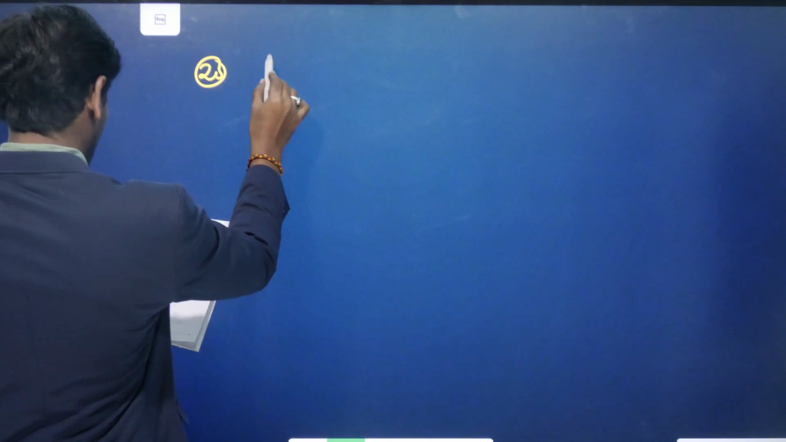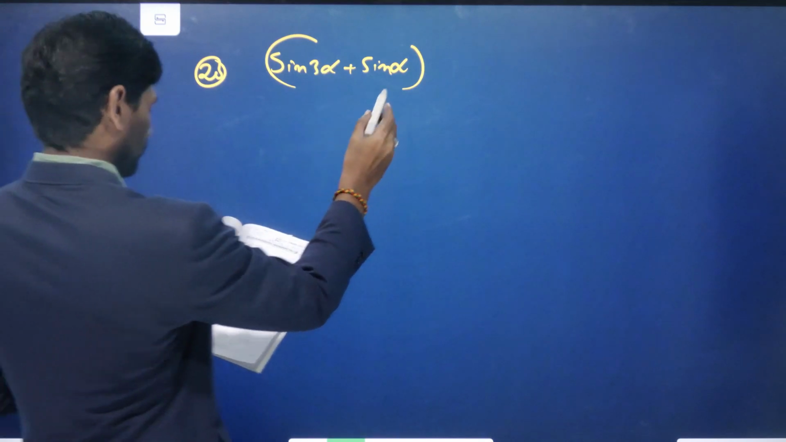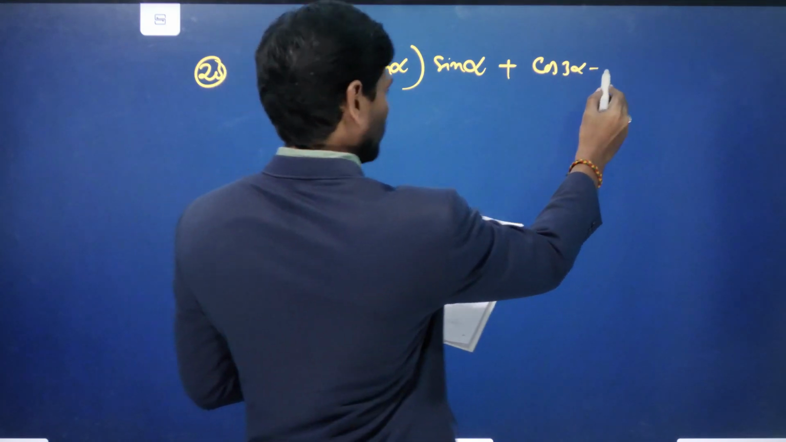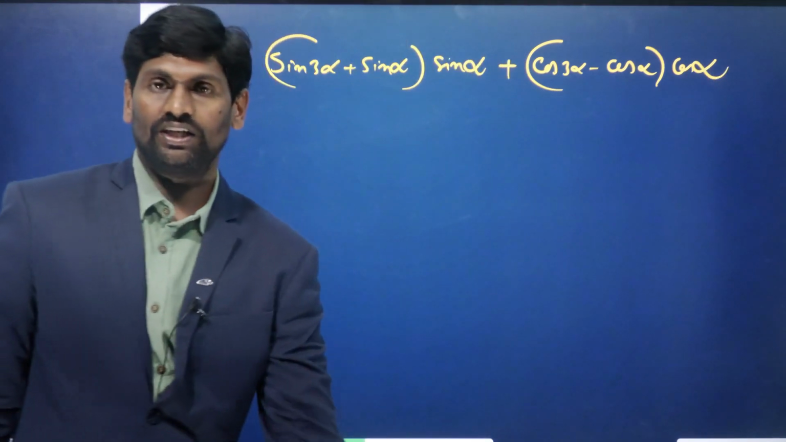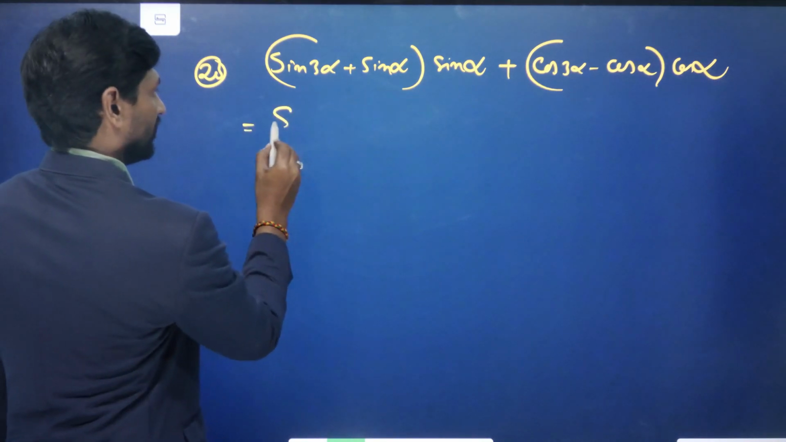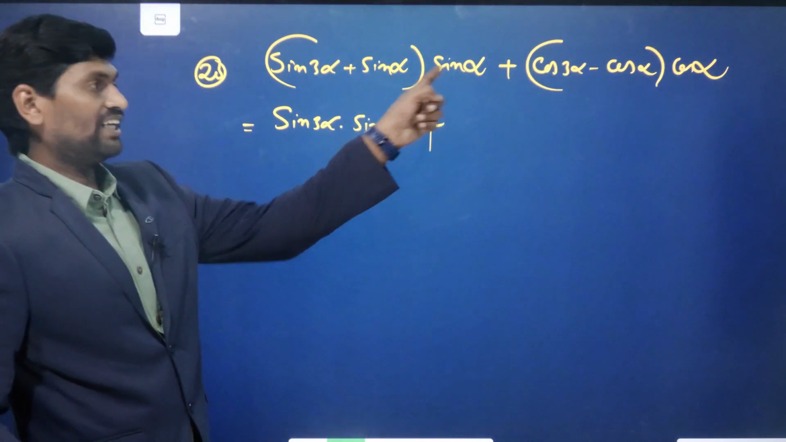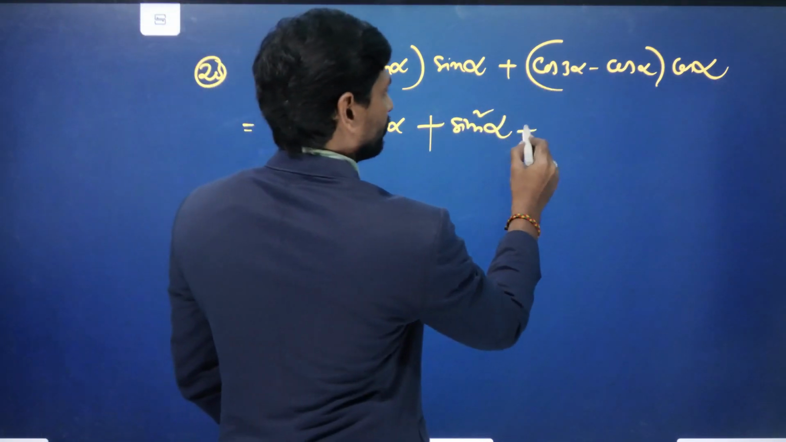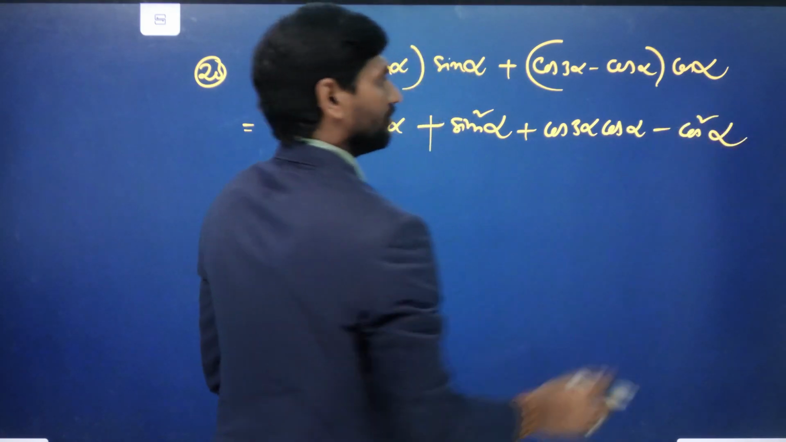The 20th question is (sin 3 alpha plus sin alpha) into sin alpha. In the same way, (cos 3 alpha minus cos alpha) into cos alpha. Let us try to simplify this answer. Just multiplying this one, sin 3 alpha into sin alpha plus sin alpha into sin alpha, sin square alpha. Again this one also, multiply: cos 3 alpha into cos alpha minus cos square alpha.